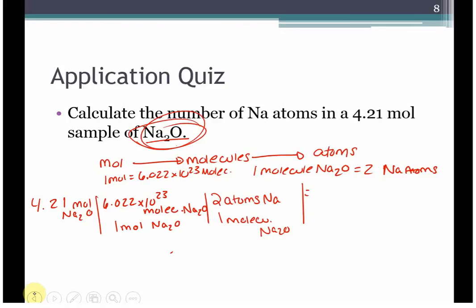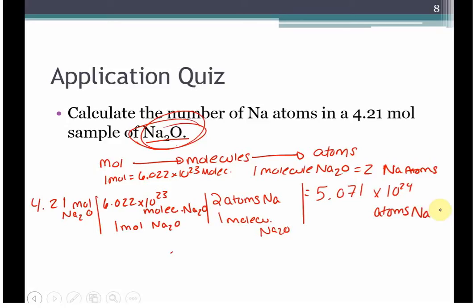So in your calculator, you want to enter 4.21 times 6.022 times 10 to the 23rd times 2. And you should get something like 5.071 times 10 to the 24th atoms of sodium.